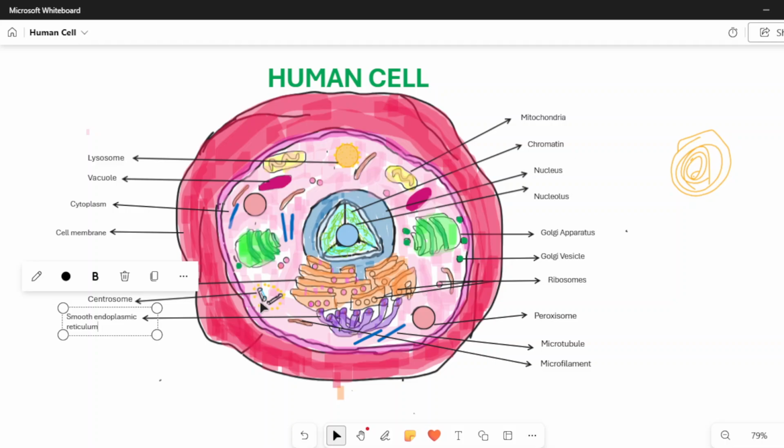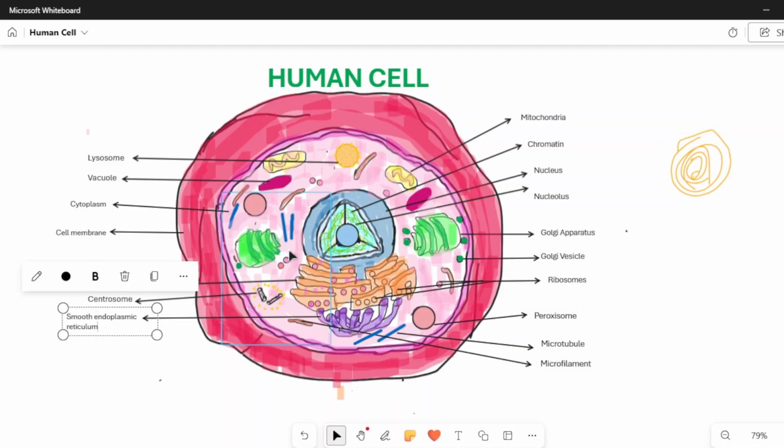So when new cells need to be formed, it undergoes mitosis, which is division of cells into two cells. So that time this centrosome will be useful. So that is the function of this centrosome.